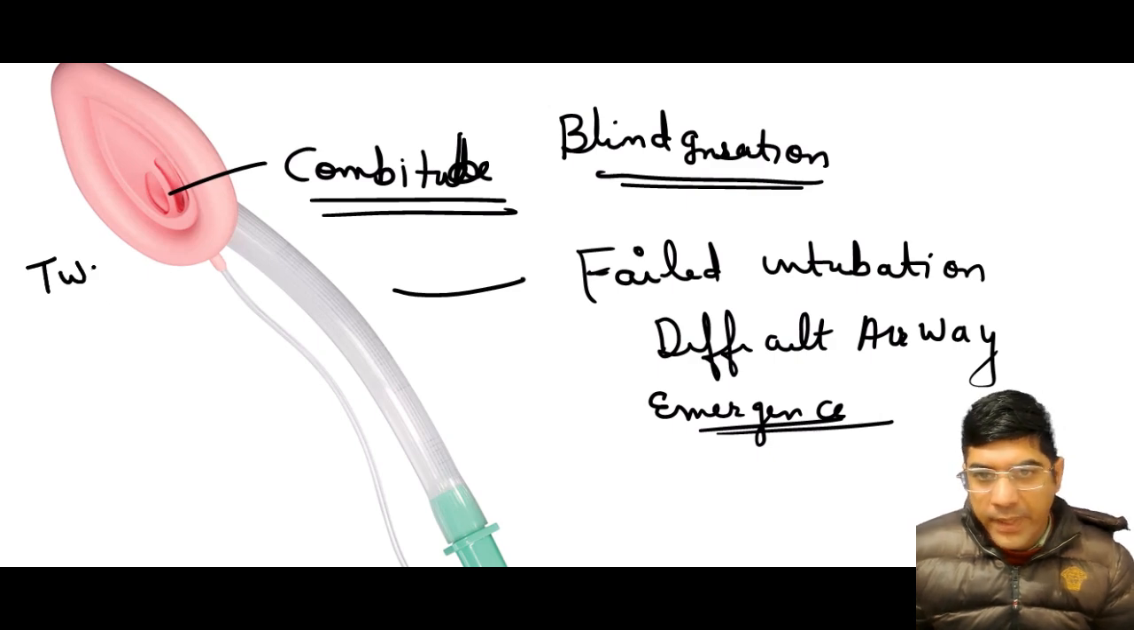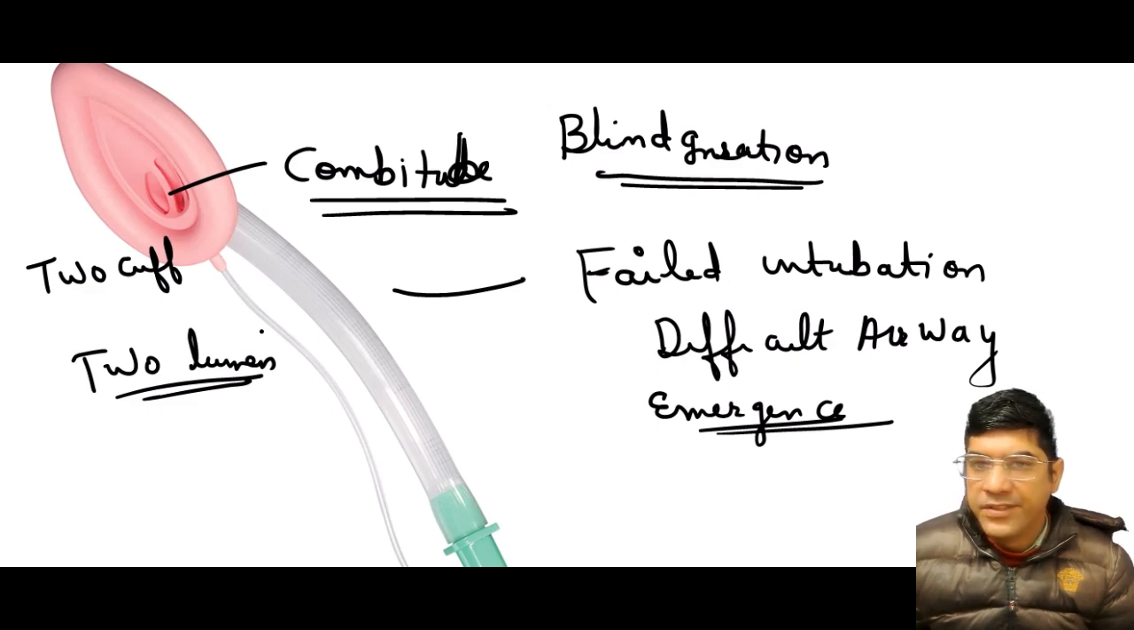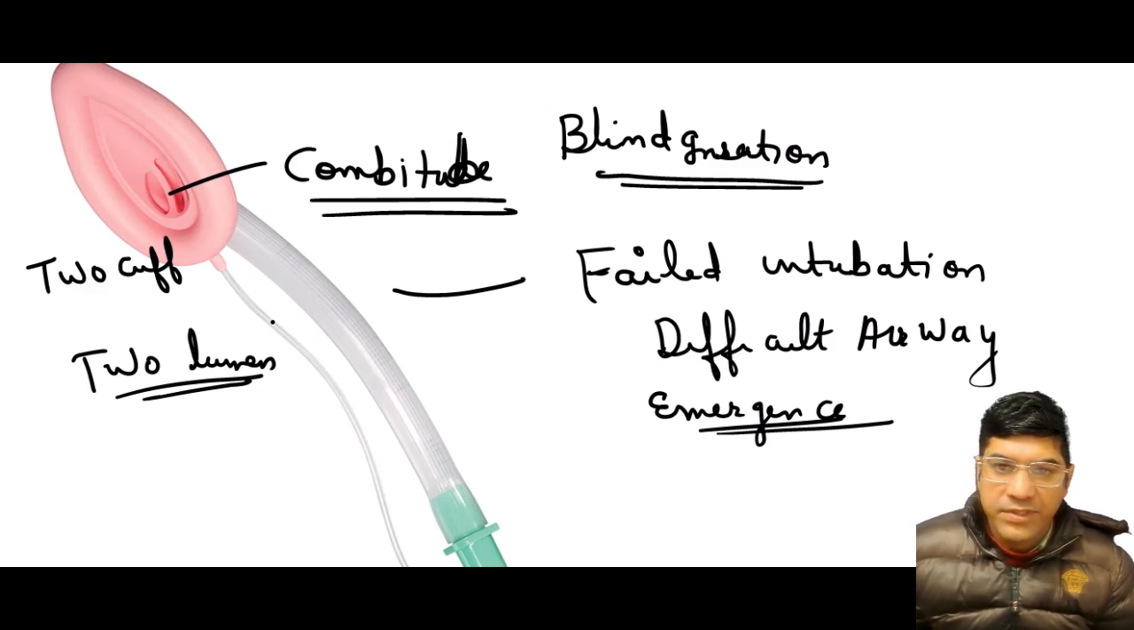So remember, the combi tube has two lumens. The esophageal lumen, the larger lumen, is intended for insertion into the esophagus. When placed in the esophagus, the distal balloon cuff occludes the esophagus, preventing the passage of air or fluid into the stomach. And the proximal cuff seals the hypopharynx to prevent aspiration into the lungs.